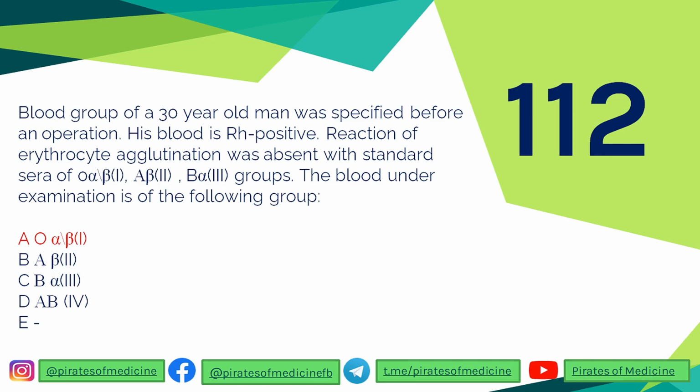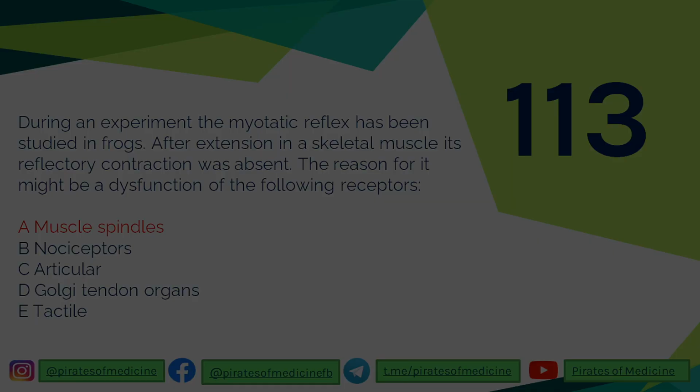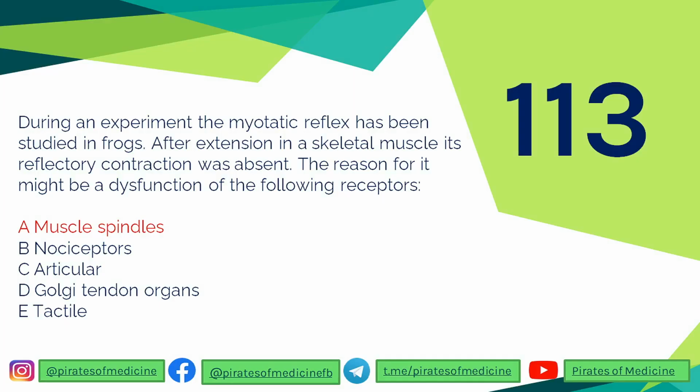Quick question: what if the patient's blood group agglutinates with all the sera? What is his blood group? It's AB. You're correct. So 113 is that during an experiment, the myotactic reflex was studied.